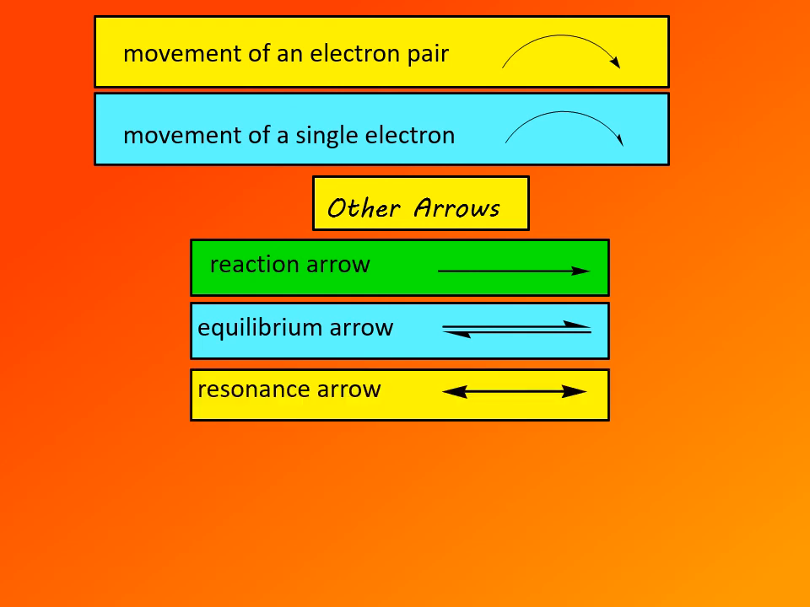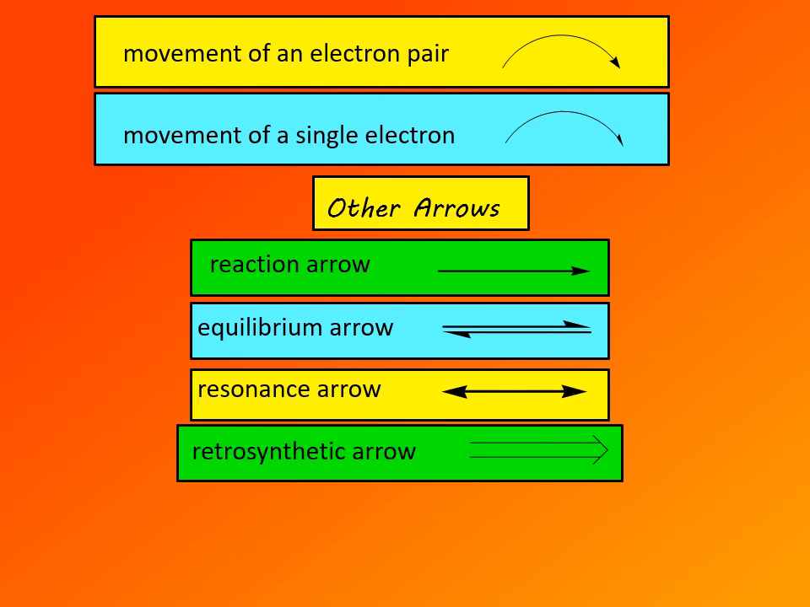Resonance arrow, don't mistake that for equilibrium arrow. Resonance arrow is double-headed arrow, and it actually indicates movement of electrons in space, electron delocalization. So make sure to distinguish that from equilibrium arrow, very different concept. And then we have a retrosynthetic arrow. This is kind of block arrow, and you probably won't encounter it much.